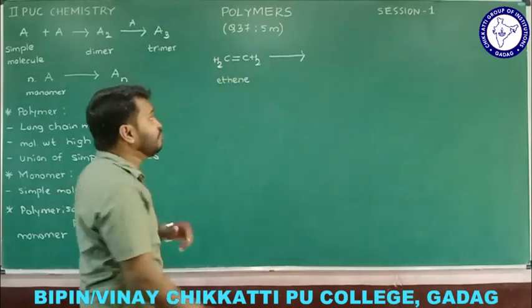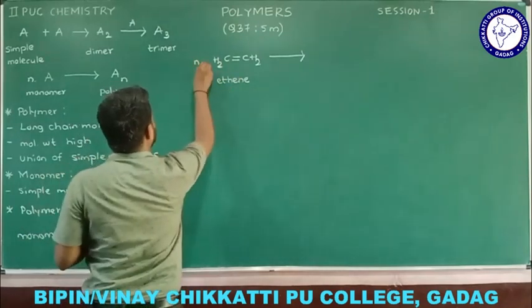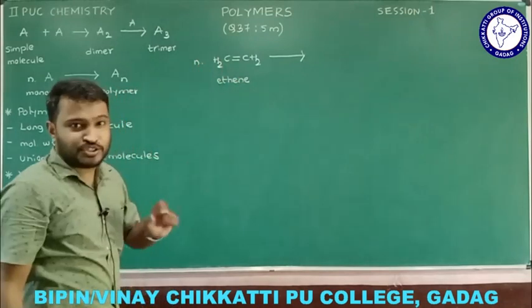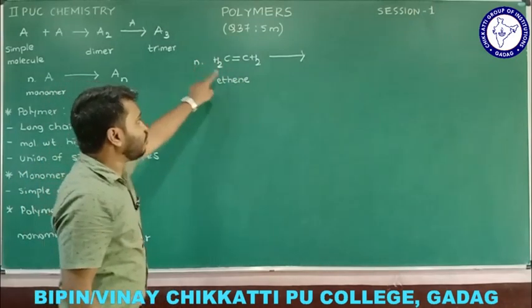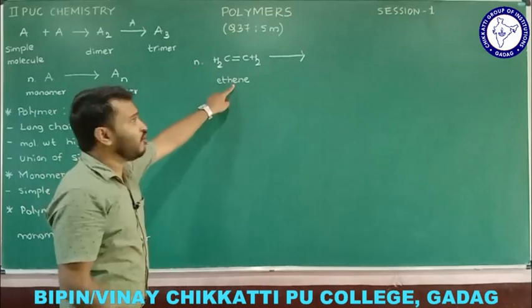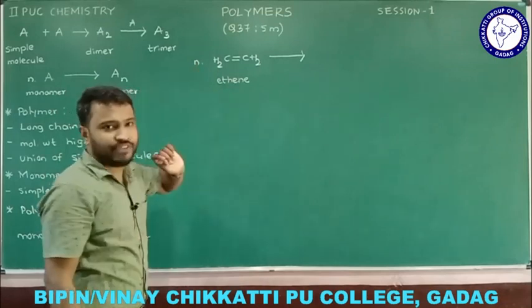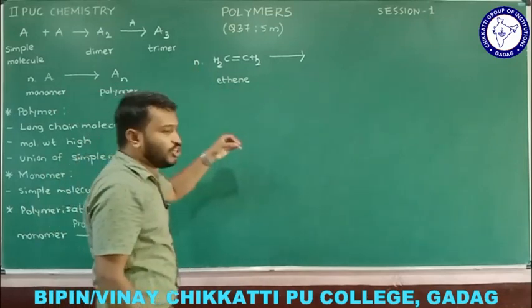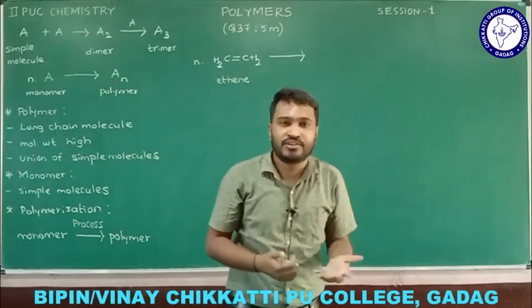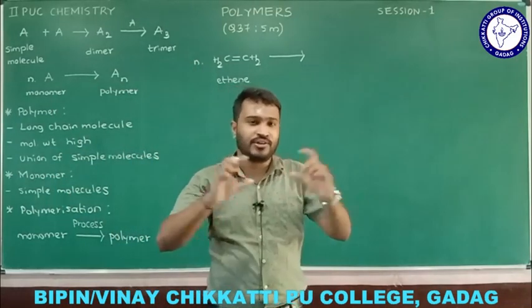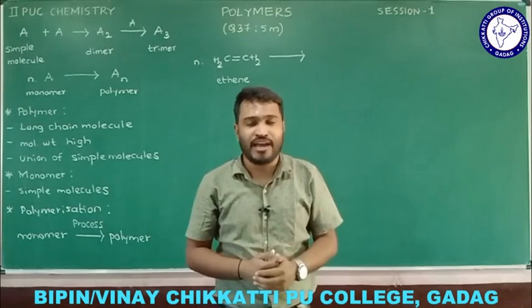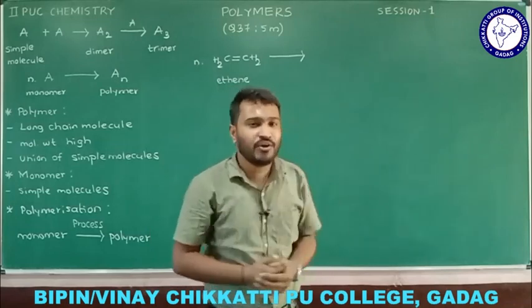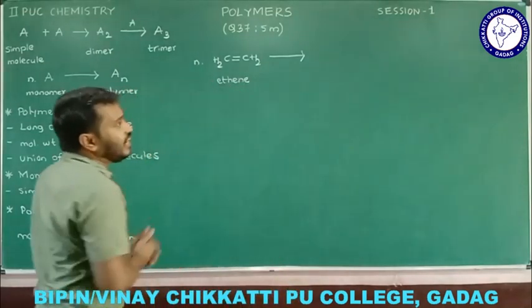And how to represent that? You should represent on the left hand side a small n. What is the meaning of that? n number of ethene we have. In simple language, a large number of ethene we have. So when the same ethene molecules unite or combine, you are going to get long chain molecules of high molecular mass, and that we call a polymer. So how to write that in a correct way?